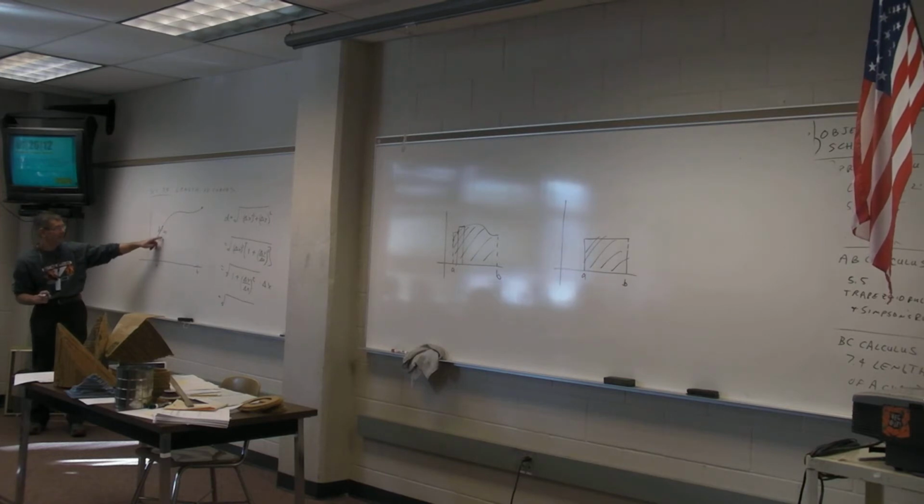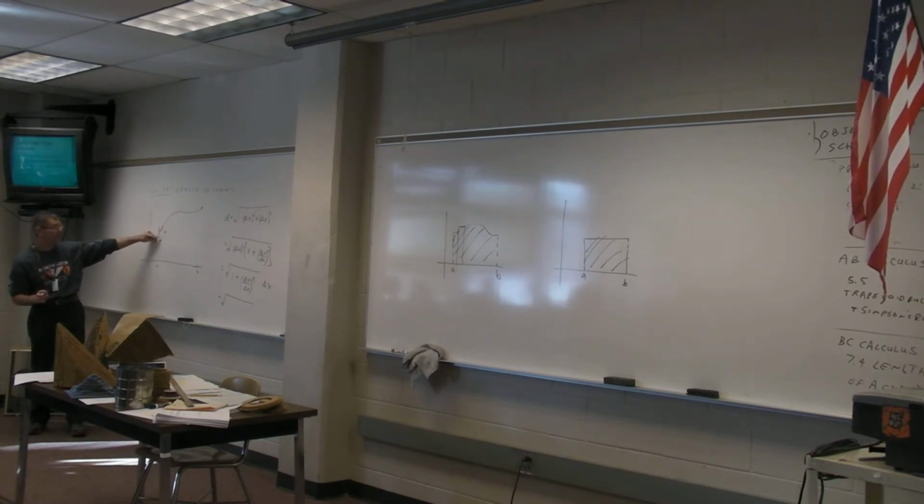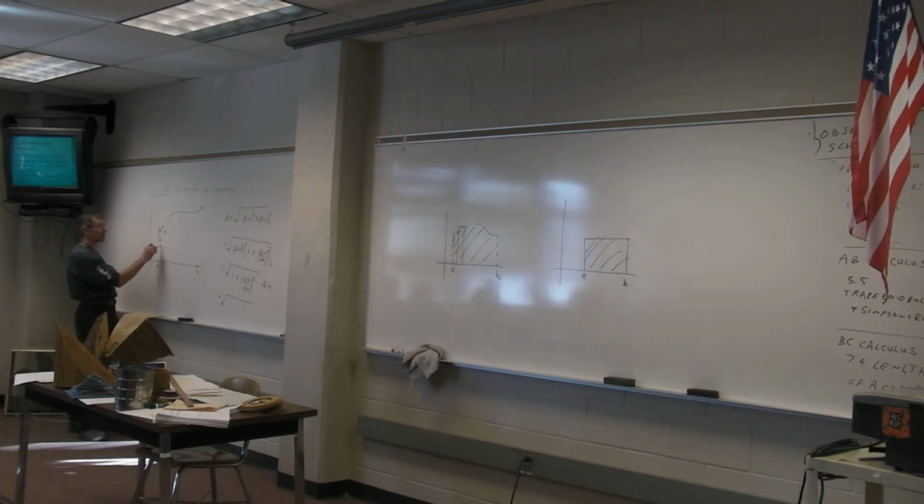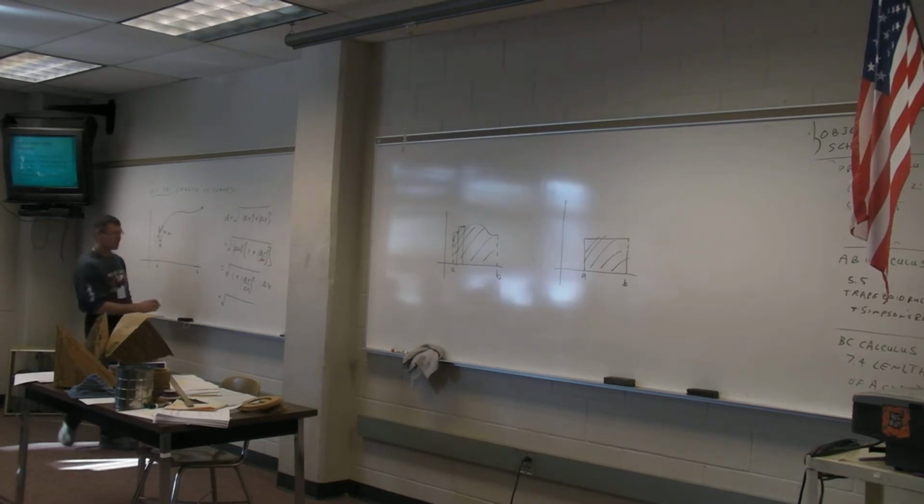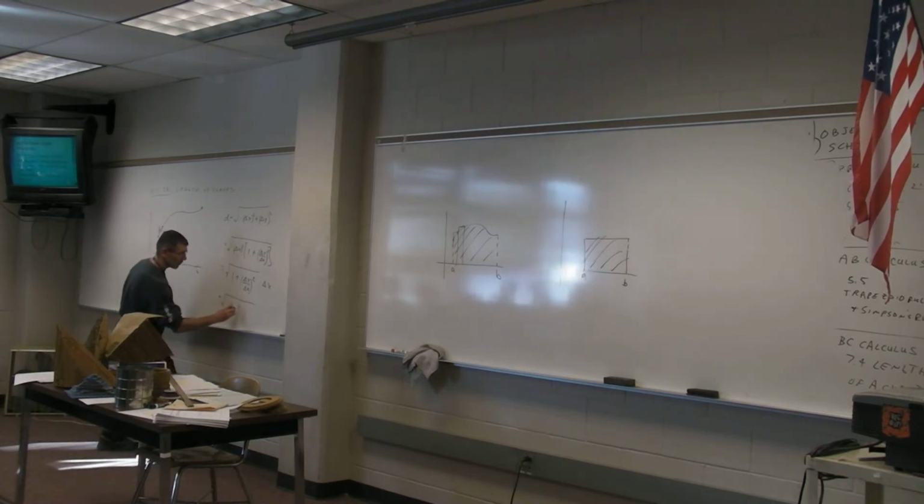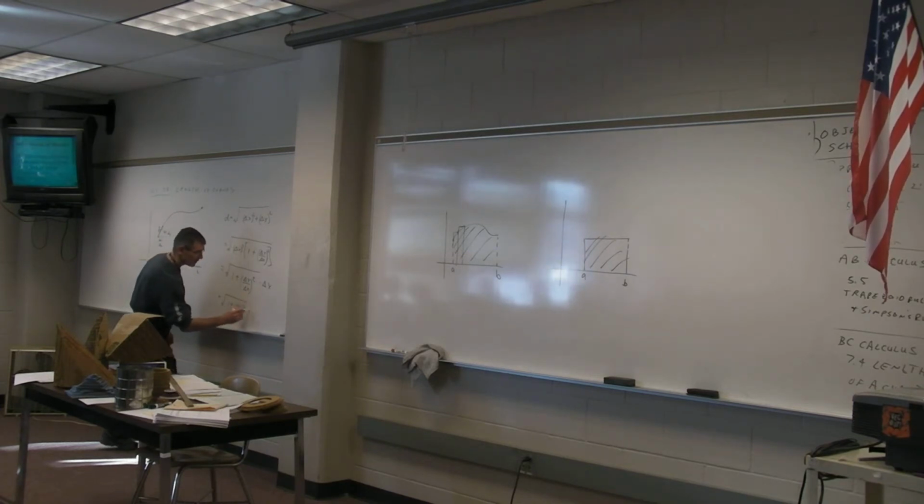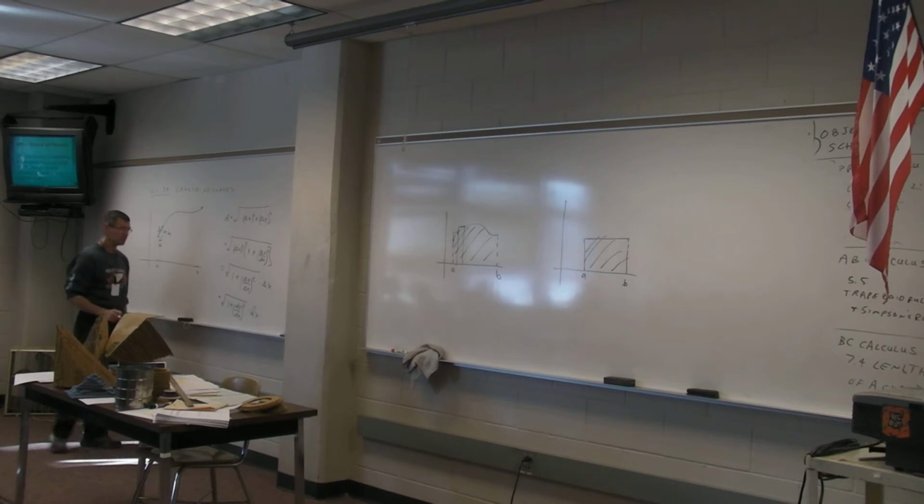Delta x, delta y is the actual distance, but for small values, we can call this dx, and we can call that dy, the change in the function. So this becomes the square root of 1 plus dy/dx squared, and then this becomes dx.